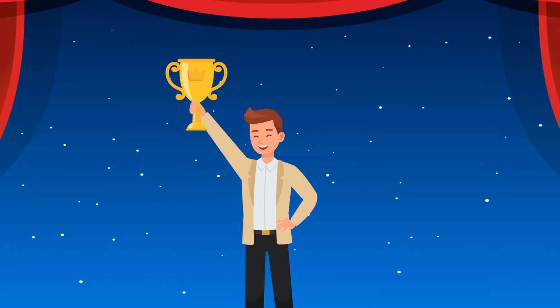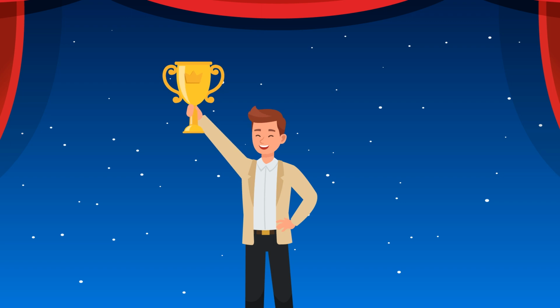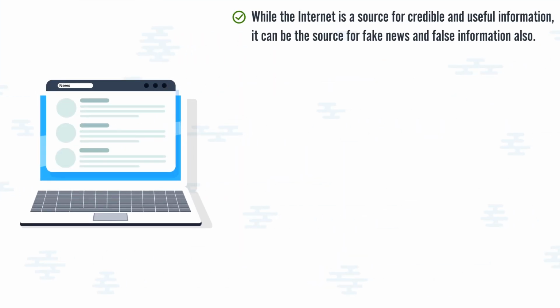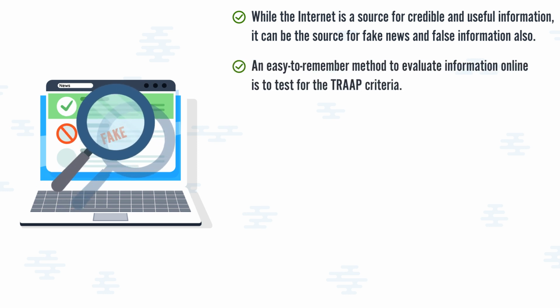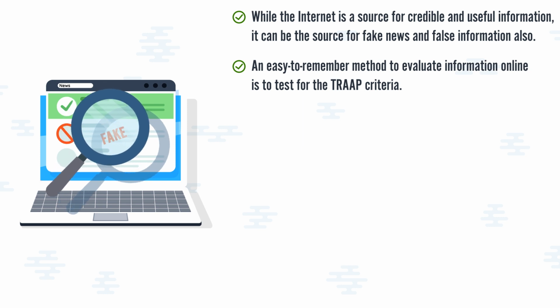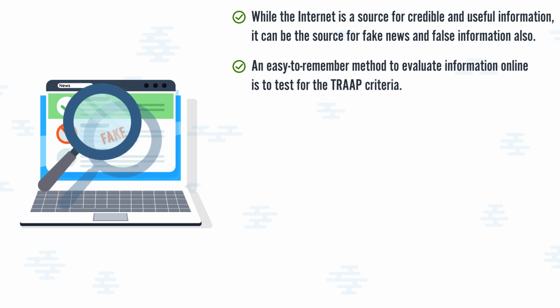Let us look at what we learned about Sunny's experience about evaluating online information before using the same. While the internet is a source for credible and useful information, it can be the source for fake news and false information also. An easy-to-remember method to evaluate information online is to test for the TRAAP criteria.